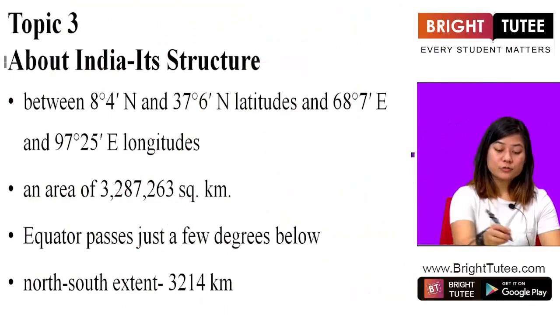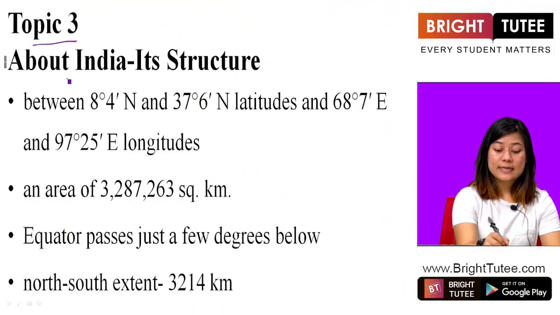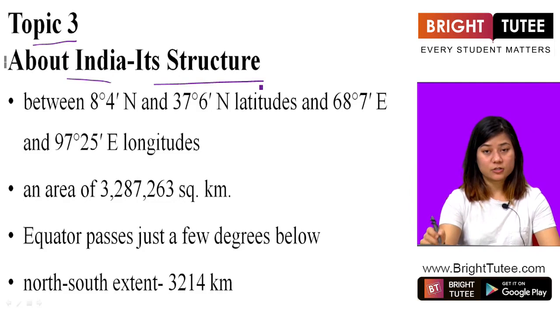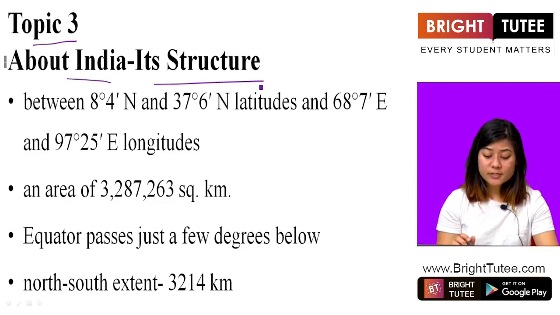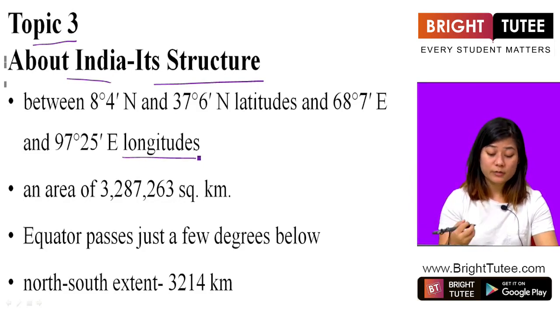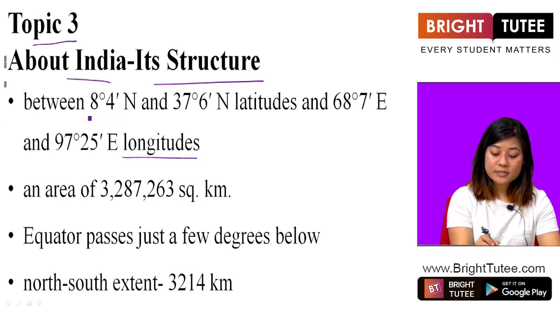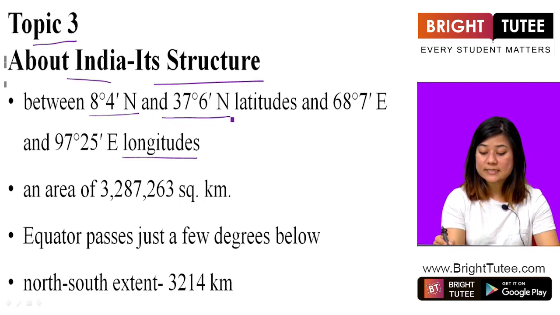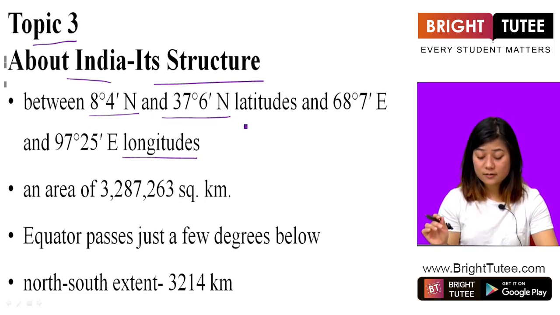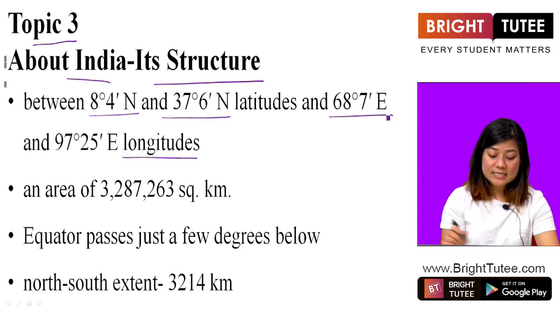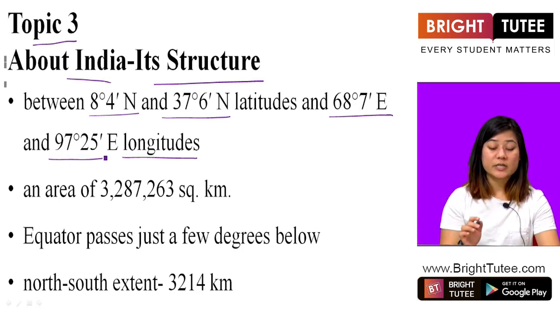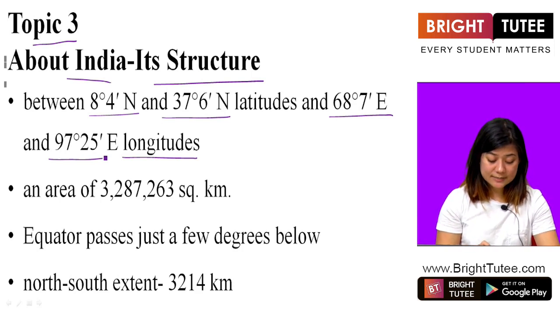Now, moving on to topic 3, we will look at India again and its structure. The various features. We already know about the longitudes and latitudes, but again, we will look at them. The latitudes of India are 8 degree 4 minutes north and 37 degree 6 minutes north. And the longitudes are 68 degree 7 minutes east and 97 degree 25 minutes east.